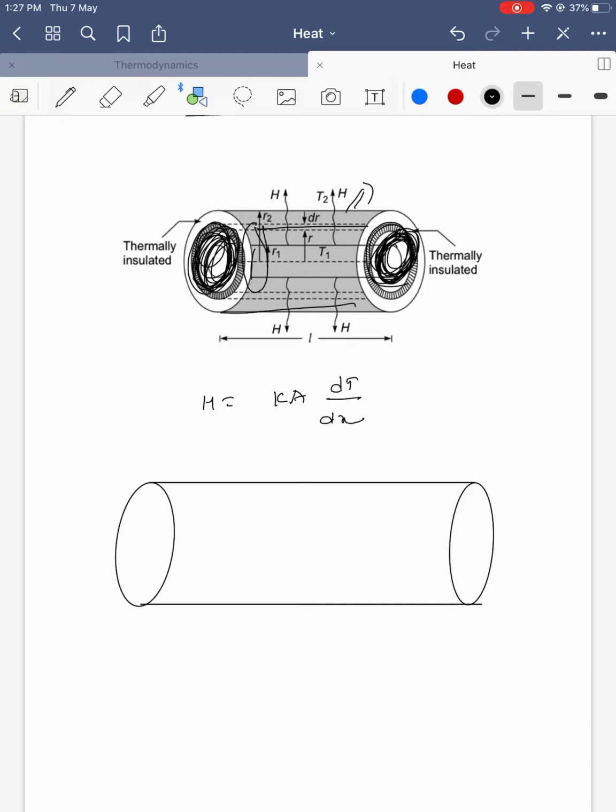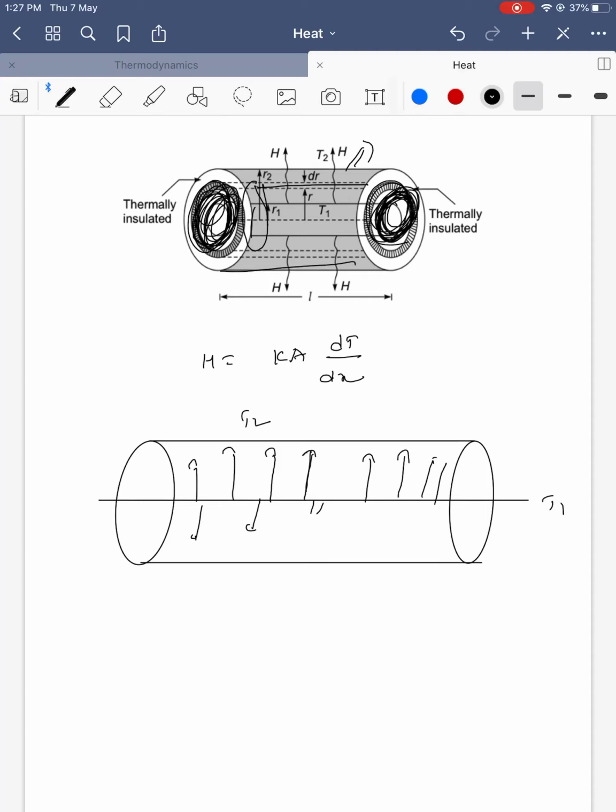This is actually a cylindrical surface. From the center, the temperature is say T1. Outside, the temperature is T2. The heat is flowing radially outwards, uniformly, trying to go in all directions, everywhere.